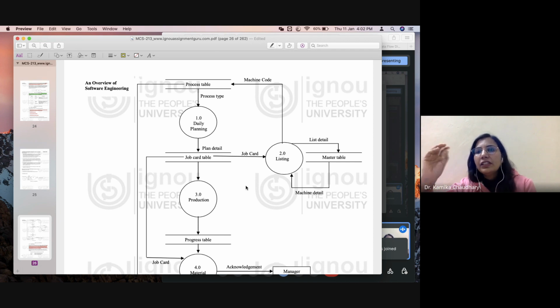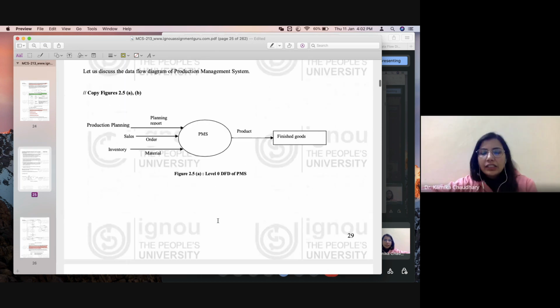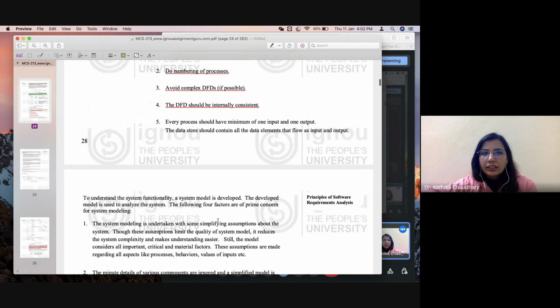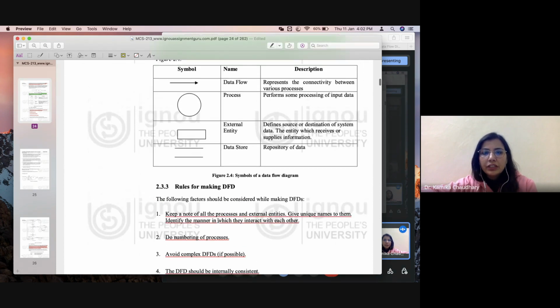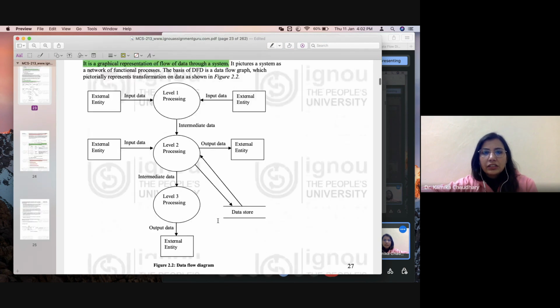It's easy enough. Level zero is the broadest description. Level one is a detailed description. Level two is the maximum description of any process that we can make. That comes under the level two DFD. Understood? Yes, ma'am. Okay. Just see the diagram once again so that it gets clear to you whenever you read it a second time.